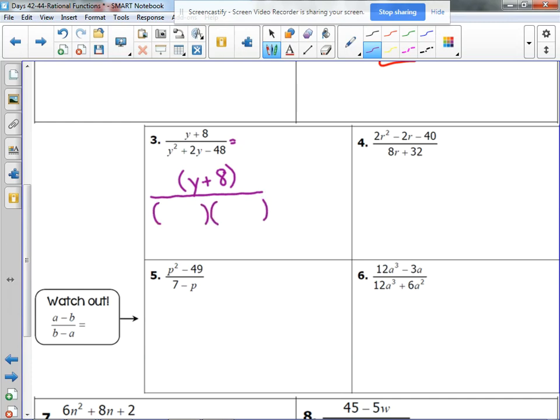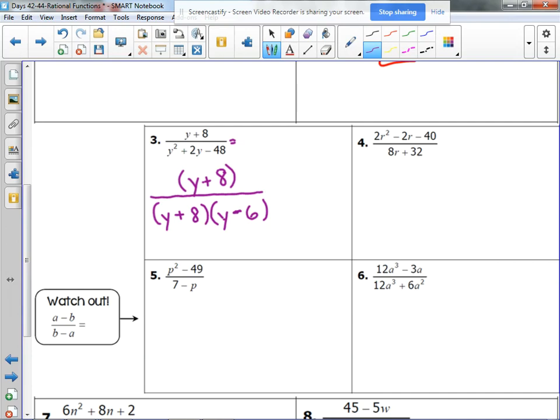Two sets of parentheses. y times y is y squared. What multiplies to give us negative 48 and adds to give us 2? Well, that's 8 and 6, positive 8 and negative 6. Now, here's a good thing about a lot of these problems. There's almost always going to be something that cancels. So if you're trying to figure out how this bottom factors, use the fact that the numerator is already y plus 8. So the question is, is 8 a factor of 48? It is. So 8 times 6.